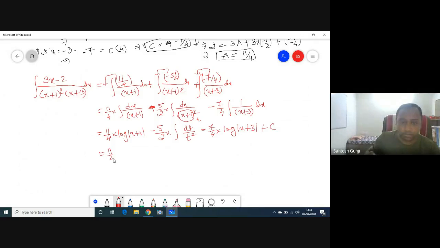And finally, the answer would be 11 by 4 into log modulus of x plus 1, minus 5 by 2 into it becomes t power minus 2. So t power minus 1 by minus 1, minus 7 by 4 into log of modulus x plus 3. Now you can reduce this minus and minus to plus, and you can substitute the t value as x plus 1, and this would be your last step of the solution. So this is the integral part.